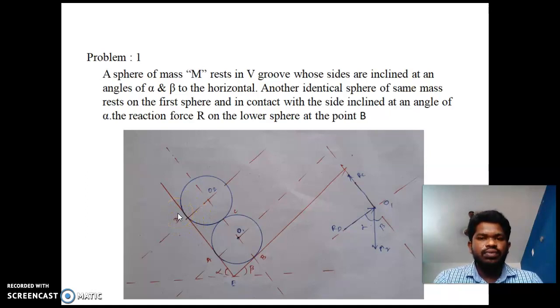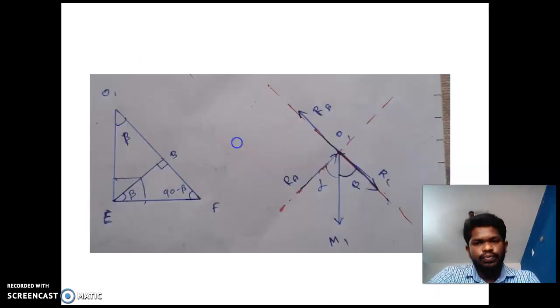So we assume the system is in equilibrium. That means the total force acting on the body is equal to 0. Next, we draw the free body diagram of the individual spheres. Here, the bottom sphere is sphere 1 and the top sphere is sphere 2. We first draw the free body diagram of sphere 2.